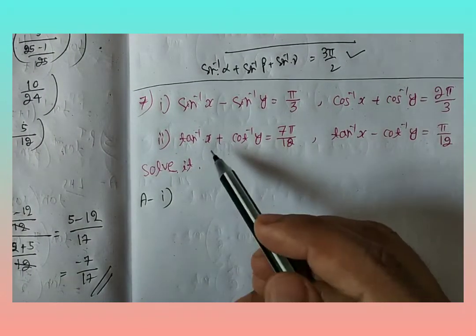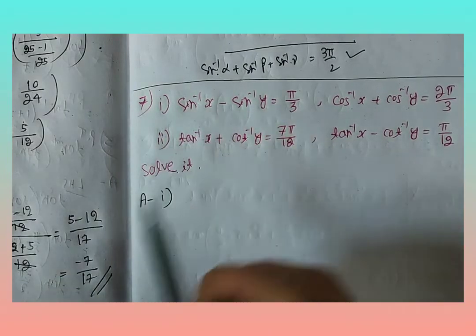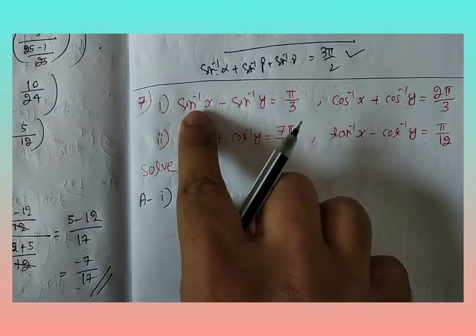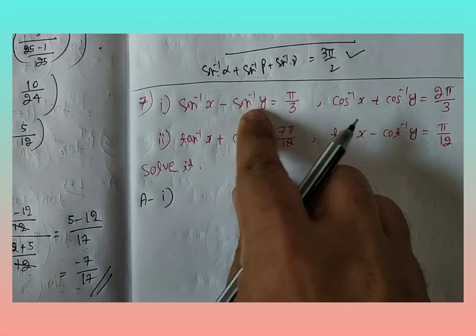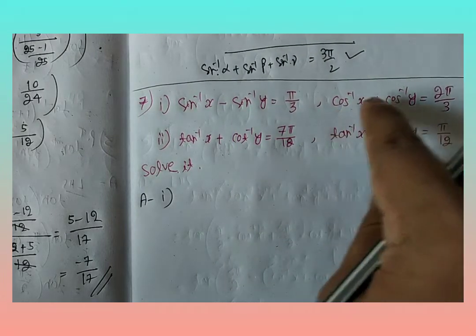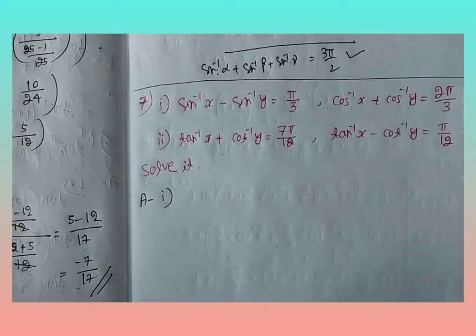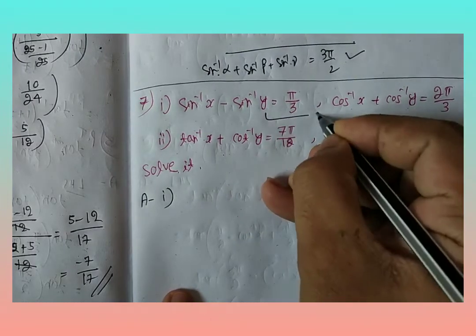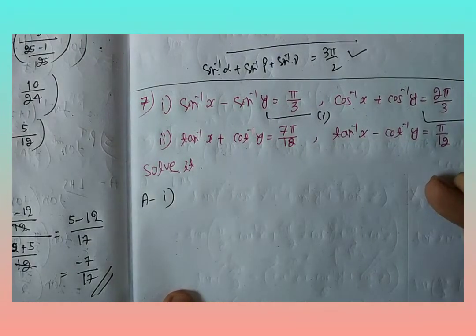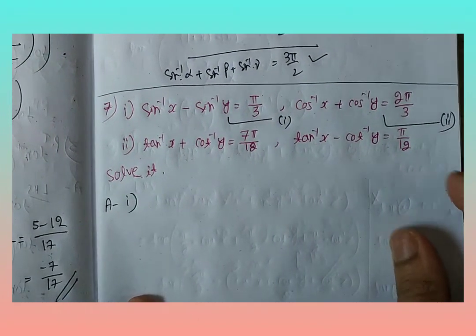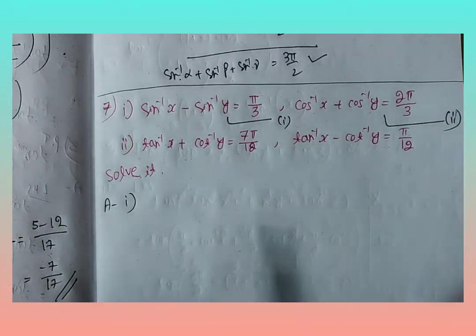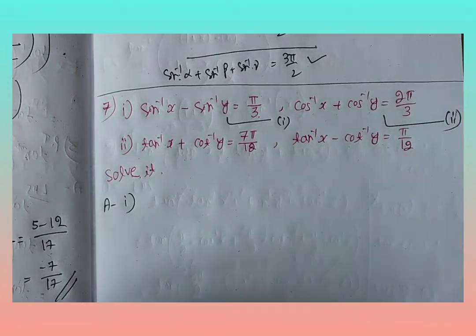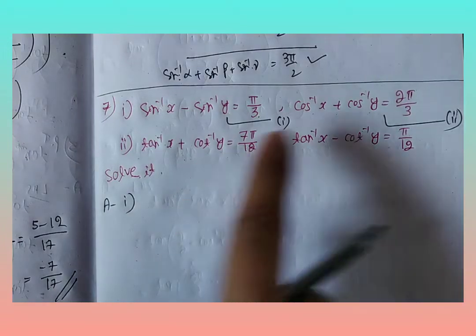Next question. Solve it, bit 1 and bit 2. First, bit 1: sin inverse x minus sin inverse y equals pi by 3, and cos inverse x plus cos inverse y equals 2 pi by 3. This is our equation number 1, and this is our equation number 2. We have to solve equation 1 and equation 2 and find the values of x and y.